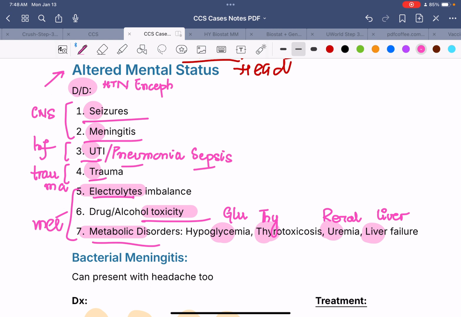So a quick review: whenever you think about altered mental status, divide the causes into 4 parts: CNS, infection, trauma, and metabolic or general throughout the body. CNS will include meningitis and seizures. Infections will include UTI, pneumonia, and sepsis. Trauma is just trauma. And then in the metabolic, it can either be due to some electrolyte abnormality or drug or alcohol toxicity, or some metabolic abnormalities such as liver failure, renal failure, thyrotoxicosis, or hypoglycemia.